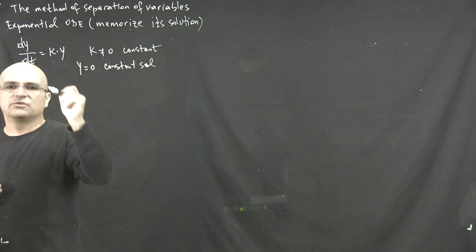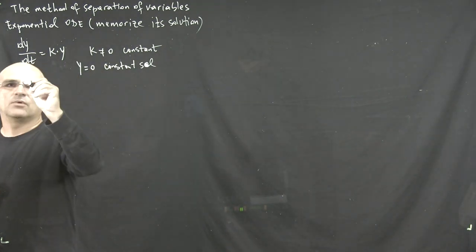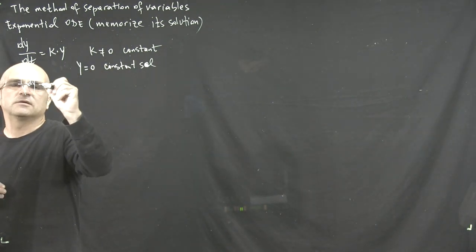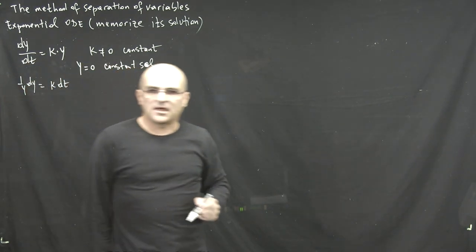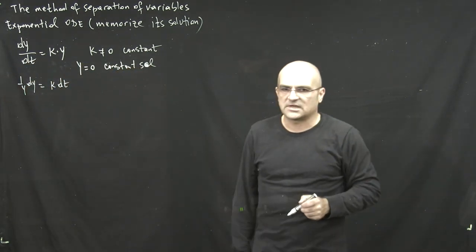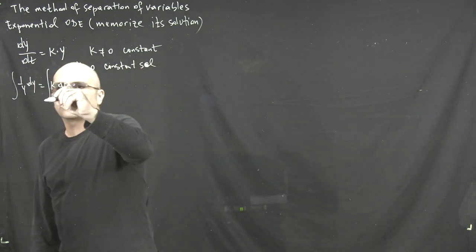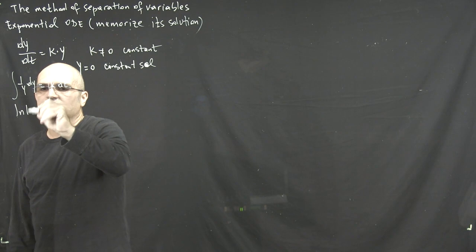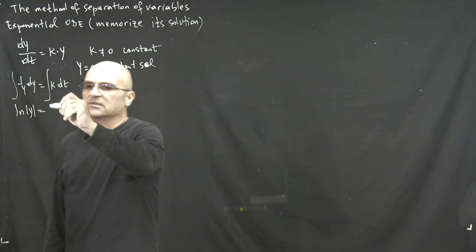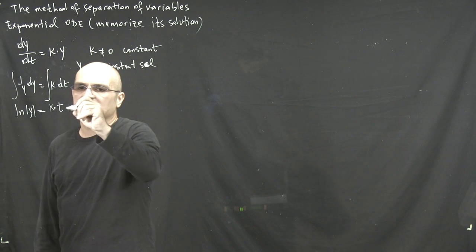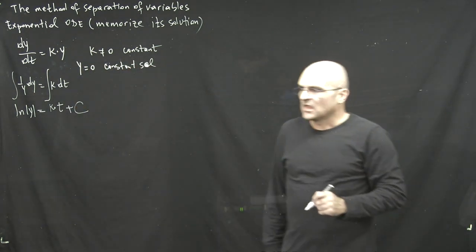So when we move the y on the left, we have 1 over y dy, because it divides by y, and then k dt by multiplying by dt on both sides. So it's a very simple ODE because when we integrate both sides, of course, on the left we have natural log, and on the right is just the integral of a constant, which is k times t, and then plus c, which is the constant of integration.